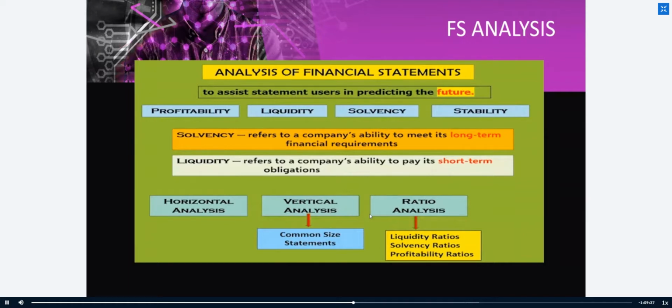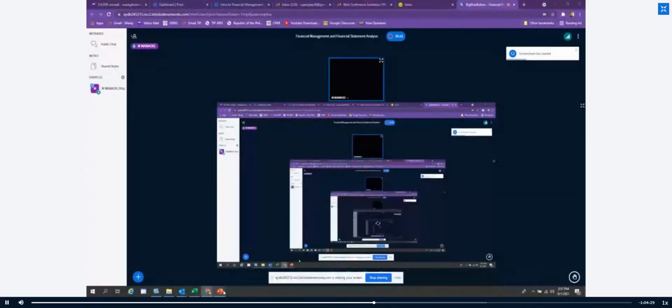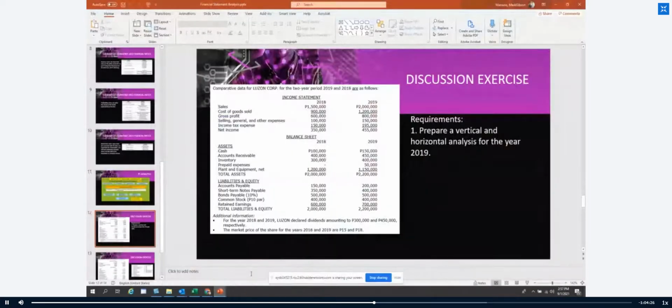I'll give you another 5-minute break and then we'll go now to the discussion exercise. Don't worry, I've already shared with you the Excel file for the discussion exercise, so at least you can focus on the presentation, and then you can just go through the Excel file when you're reviewing for this lesson.